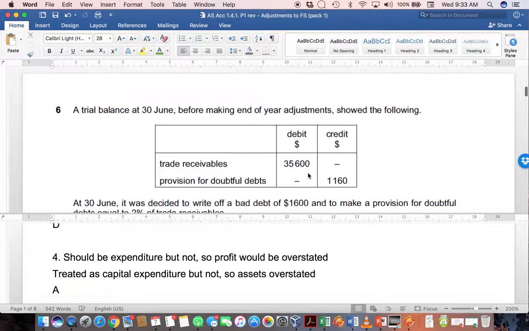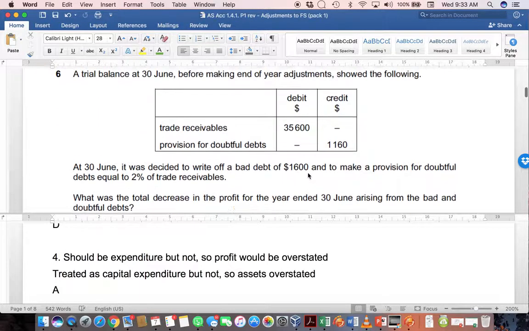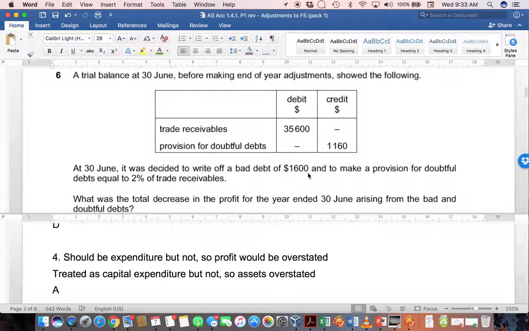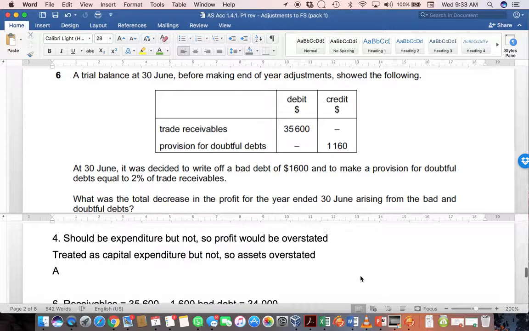Number 6. A trial balance at the 30th of June, before making end-of-year adjustments, showed the following. You've got trade receivables of $35,600 and a provision for doubtful debts of $1,160 given to you. At the 30th of June, it was decided to write off a bad debt of $1,600 and to make a provision for doubtful debts equal to 2% of trade receivables.